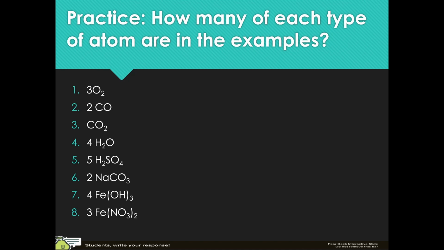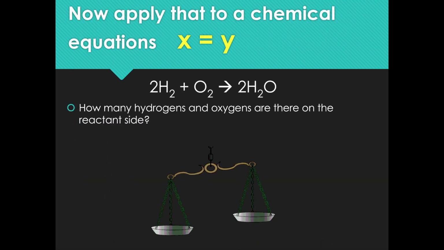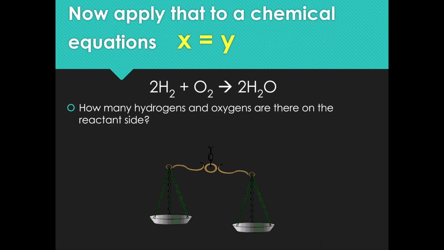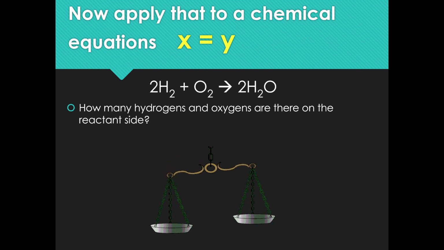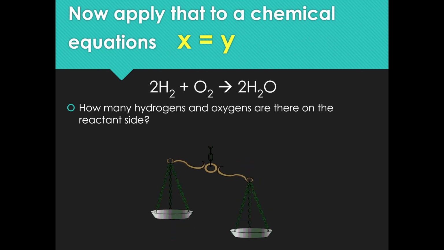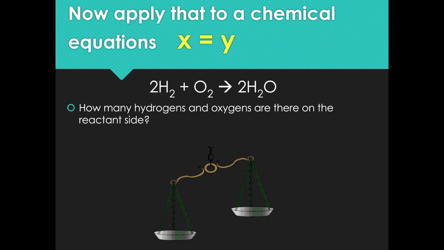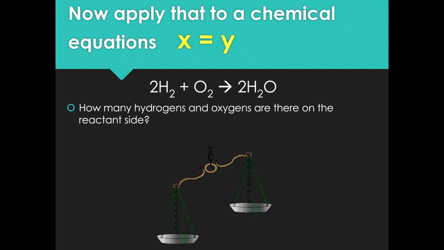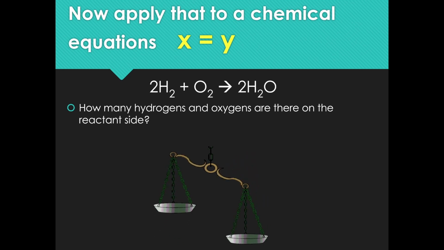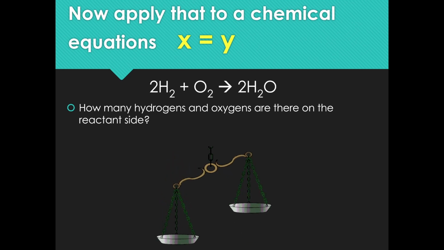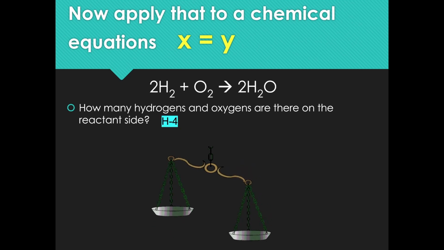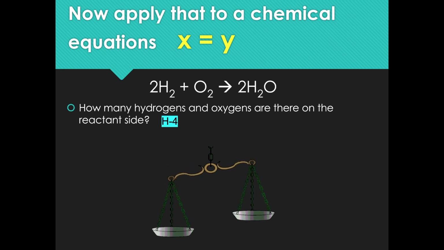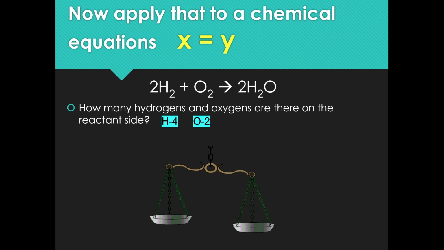If any of you have realized we haven't quite talked about balancing equations yet, you are correct. We should be applying what we just learned to a chemical equation in its totality, not just the coefficients and subscripts, so let's look at how this equation works. There's two hydrogen gases, H2 plus O2, which becomes 2H2O. How many hydrogens and oxygens are there on the reactant side? Well, let's count it up. There are 4 H's because it's 2 times 2, and 2 oxygens.